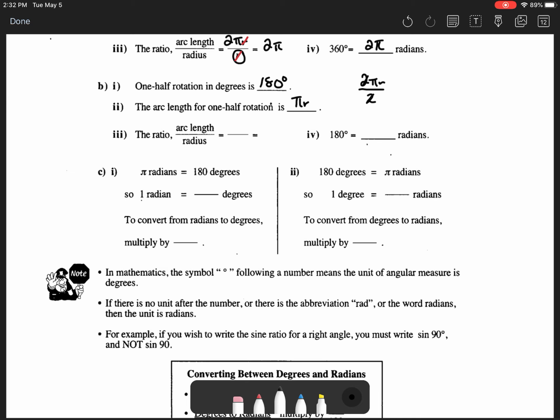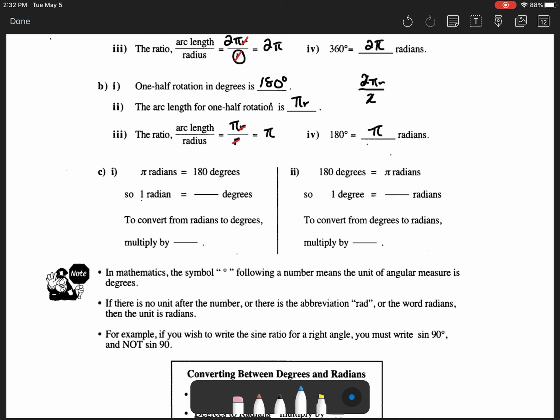Now, the ratio would be arc length. So the arc length for half a circle is pi r. The radius, again, is r. Those r values of the radius will cancel, and therefore I'm left with pi. So now I can basically assume that based on those calculations, 180 degrees is now pi radians. So you have two important calculations and relationships that we've just created. 360 degrees is 2 pi radians, and 180 degrees is pi radians.